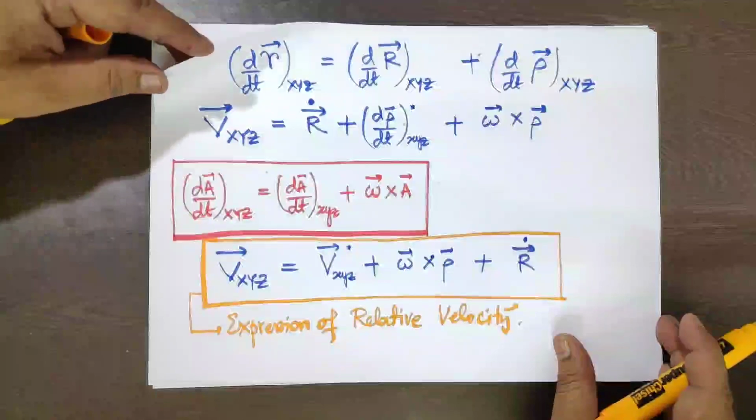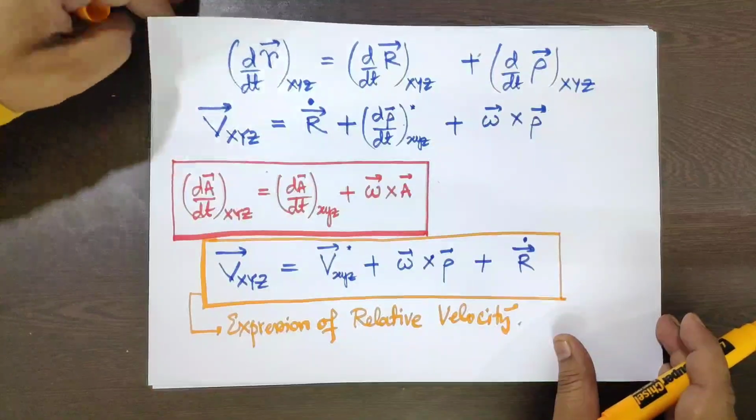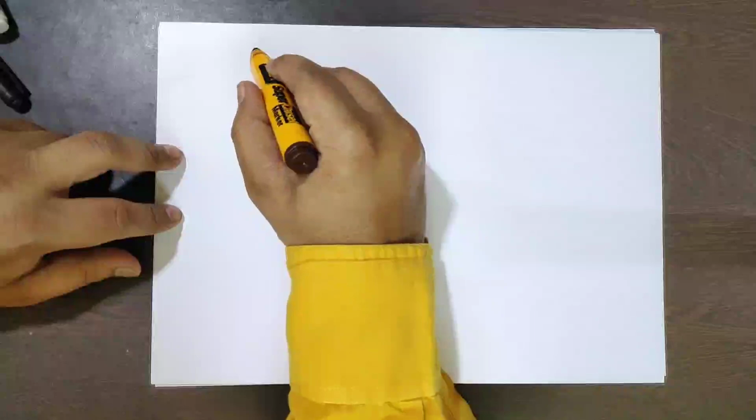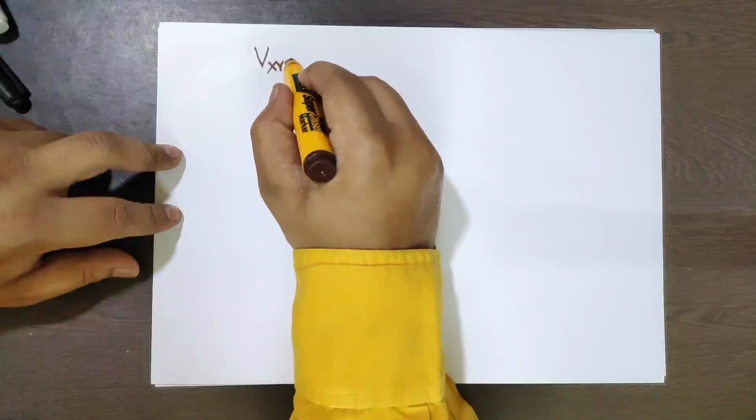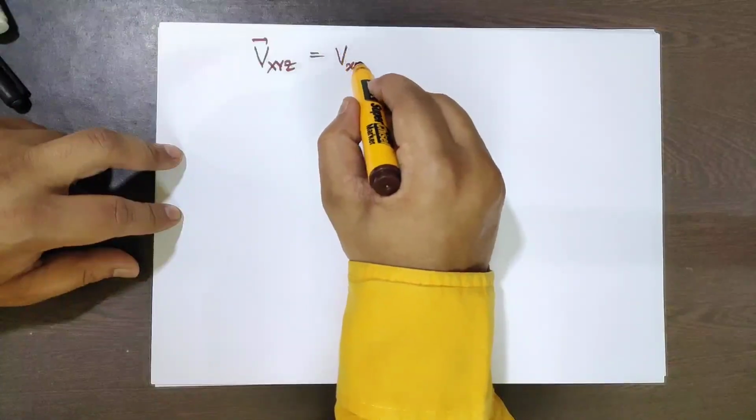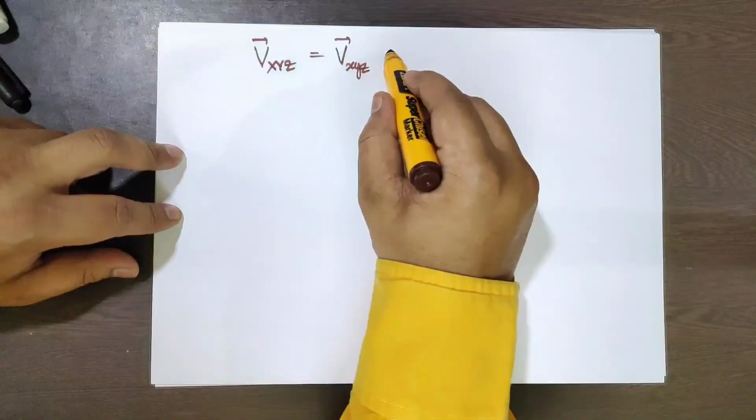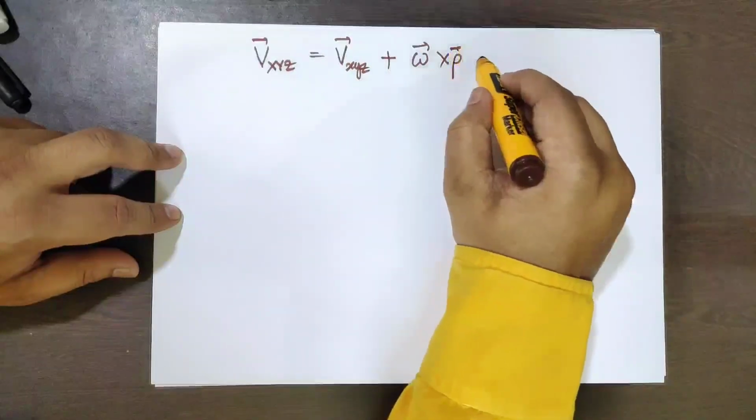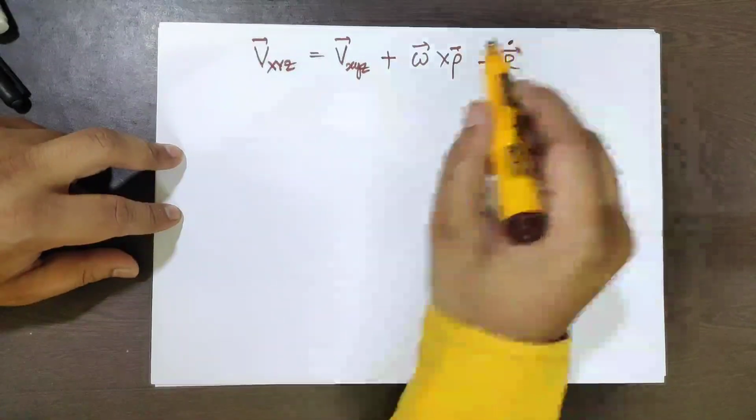Let's write it down again. A very small example I'll show you, and in a later video I'll give many worked-out problems, so don't worry about that. So just this: v capital XYZ, the velocity of P from the ground frame, equals v small xyz, the velocity of P from the moving frame, plus omega cross rho plus R dot.